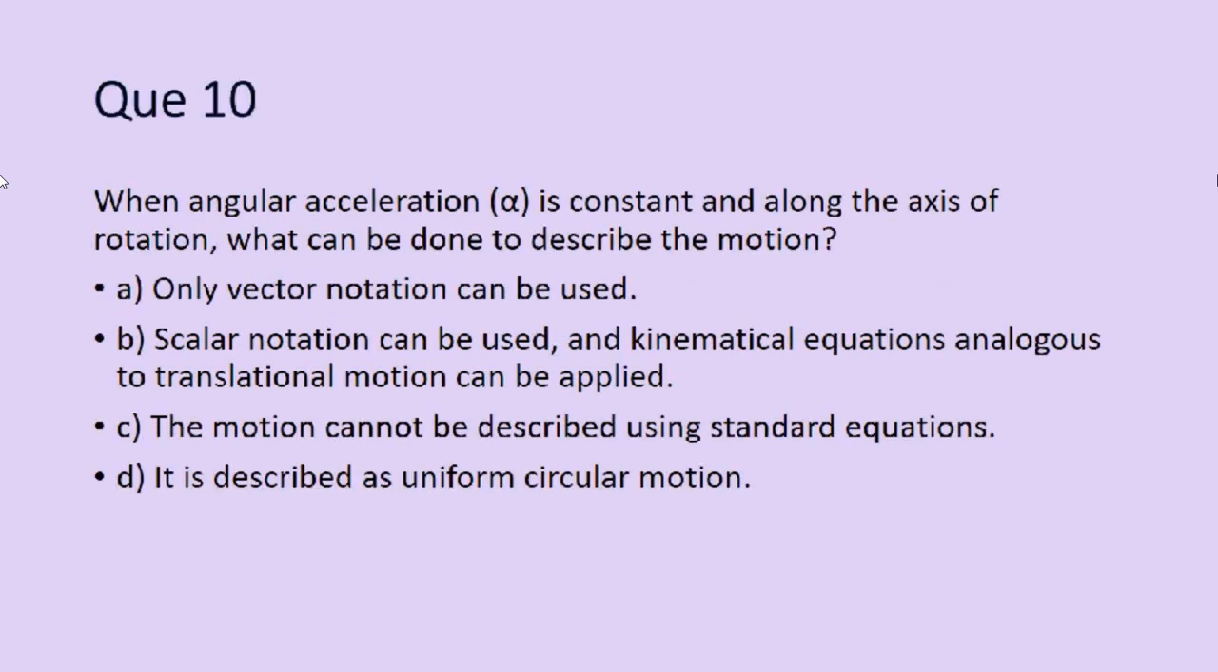And the last question of this series is question number 10. When angular acceleration alpha is constant and along the axis of rotation, what can be done to describe the motion? Option A, only vector notation can be used. Option B, scalar notation can be used, and kinematical equations analogous to translation motion can be applied. Option C, the motion cannot be described using standard equations. Option D, it is described as a uniform circular motion.